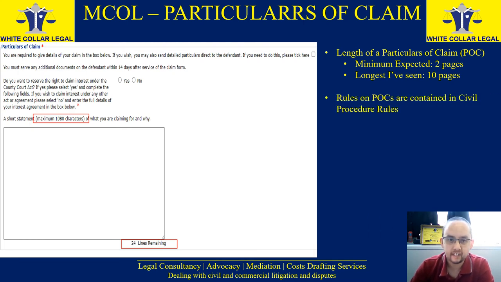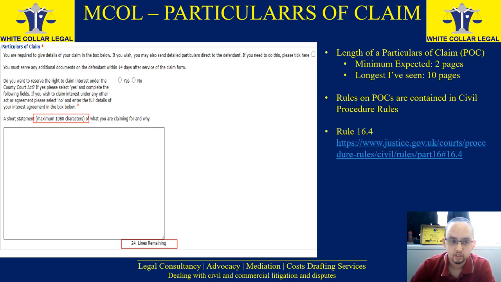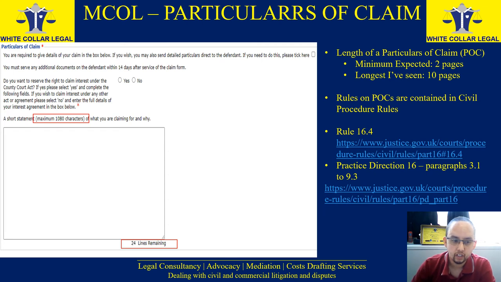The rules on particulars of claim are contained in the Civil Procedure Rules, Rule 16.4, and Practice Direction 16, paragraphs 3 to 3.1 to 9.3, which show exactly what needs to be put into a particulars of claim. And if you follow all those rules and practice directions, it's certainly going to be at least 2 pages.